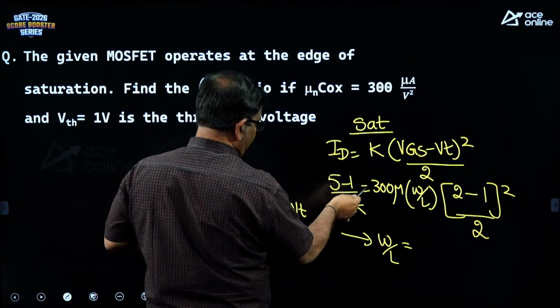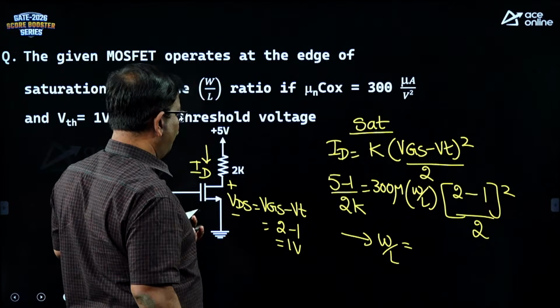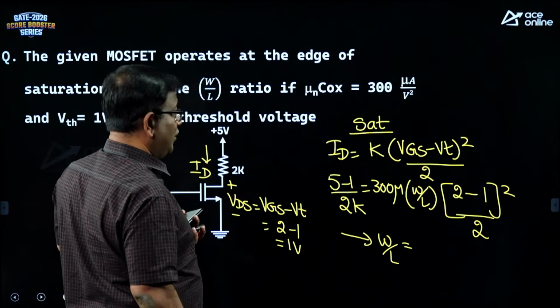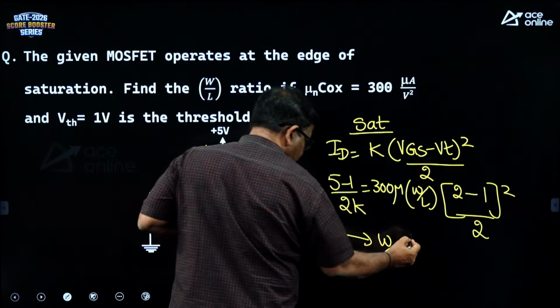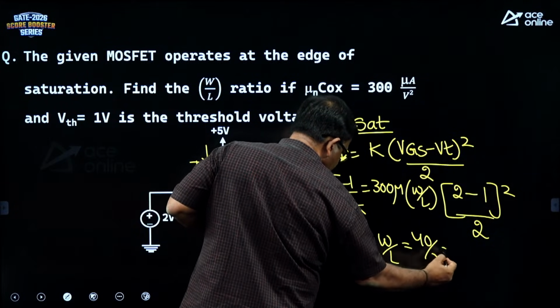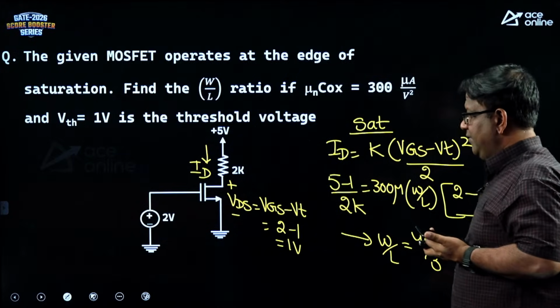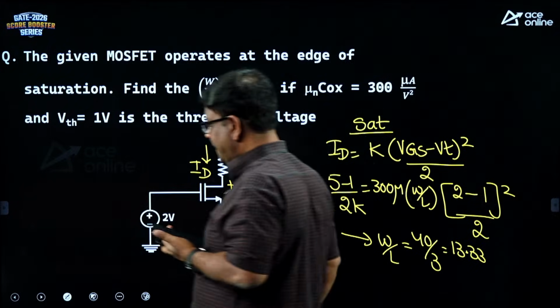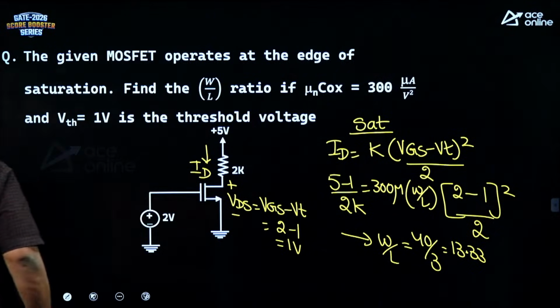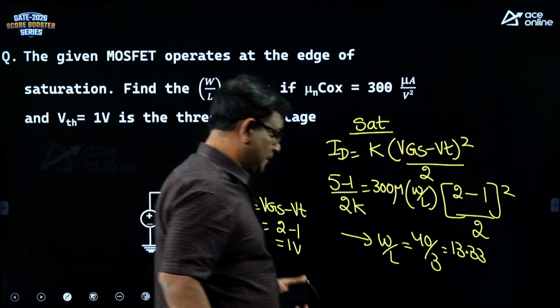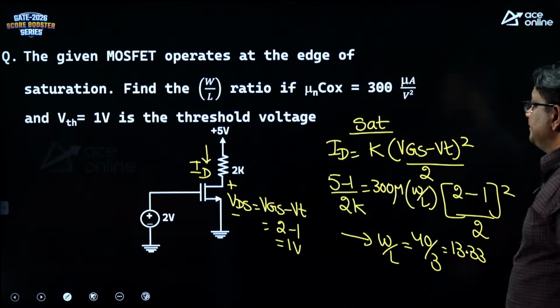So, 2 2s are 4, it is 4 divided by 40 by 3, it is getting 40 by 3, it is around 13.33. Just check, I am getting 13.33. This is the solution.